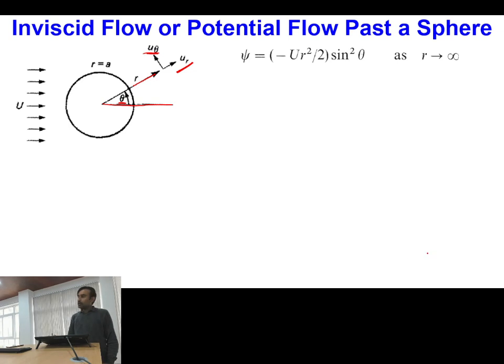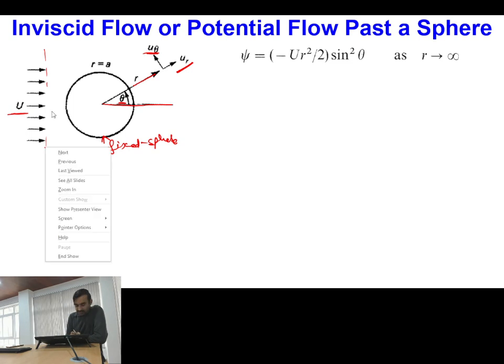Okay, and what I have done, I have considered that my sphere is actually fixed, and fluid from the far field, sufficiently far distance from the sphere, is approaching the sphere at uniform velocity u. Is this one clear? Now what will be happening, this velocity at the far field, if you see, is parallel to this direction.